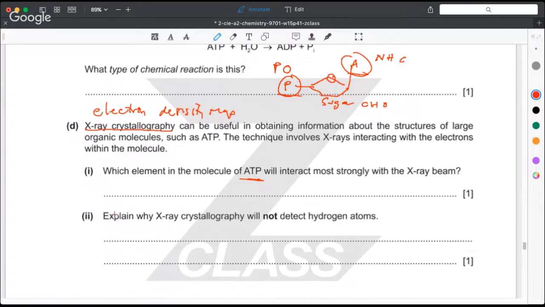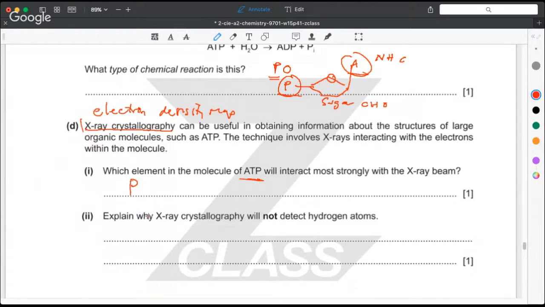And so if we did an electron density map of ATP, which atom is going to have the most electrons? Look that up in your periodic table. The one that has the most electrons is the phosphorus. So which element will most strongly interact? It's going to be phosphorus, will have the most electrons, have the highest electron density in the electron density map that comes out of the X-ray crystallography.